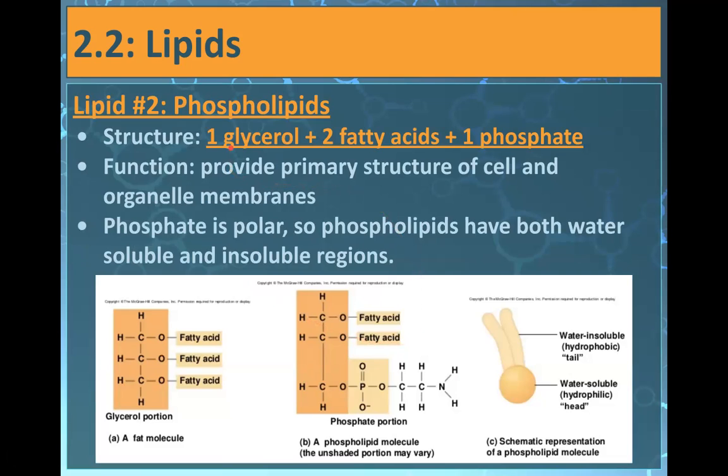Phospholipid, again, is just like a triglyceride or a fat, but instead of the third fatty acid, it has the phosphate group. The phosphate group is polar, unlike the fatty acids in the glycerol. So that means that the phospholipids are going to have a non-polar region and a polar region. This is going to be really important for the cell membrane that is made up of the phospholipids.